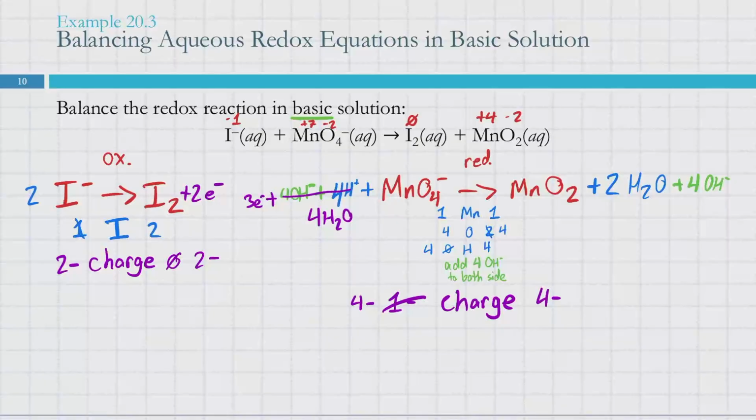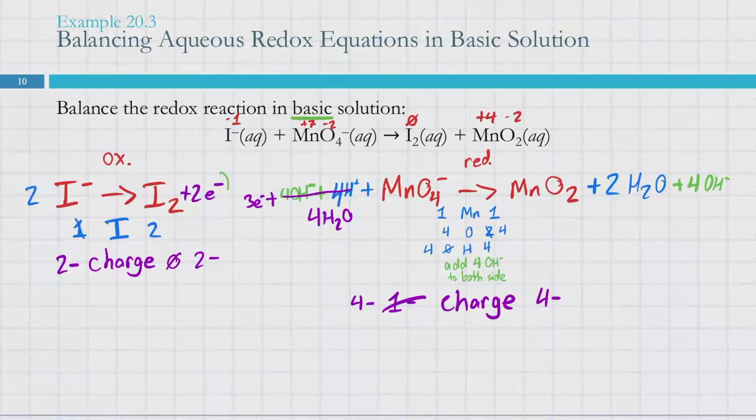Any questions so far? Great. Now what do we need to do? We need to check and make sure, do we have the same number of electrons in each of these? So in our oxidation half reaction, we've got 2. In our reduction half reaction, we've got 3. Unfortunately, those are not the same number. And we can't multiply one by a number to get to the other, so we get to multiply both of them by something. So again, our least common multiple for 2 and 3 is 6.